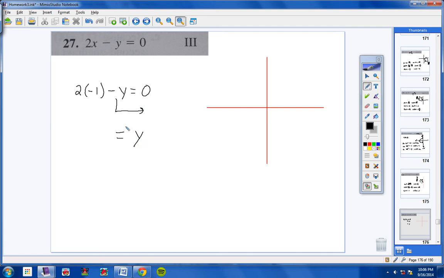So you have y, and then 2 times negative 1 is negative 2. So when you put a negative 1 in, you got out a negative 2. So your ordered pair is negative 1 comma negative 2. So that's pretty easy. Negative 1, negative 2. We'll put it right there. That's good enough. And this ordered pair is negative 1, negative 2.